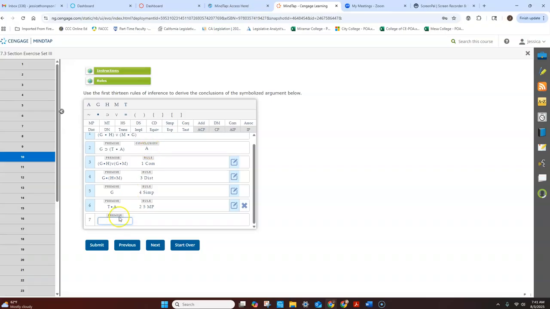Our conclusion is A, but here's where it's aggravating again. You can't just pull the A out of this claim. You have to commute it first and then pull it out when it's in the primary or first position. Dig what I'm saying? So replace T and A with A and T. That was a 6 commutativity. Now we can go A, 7, simplification. And you don't need any more lines because there we are, A. Submit.